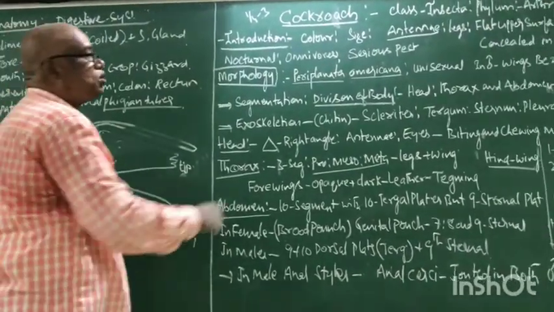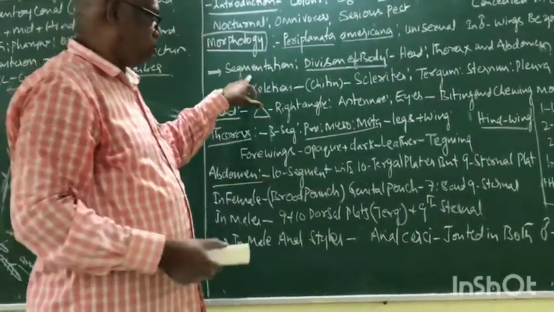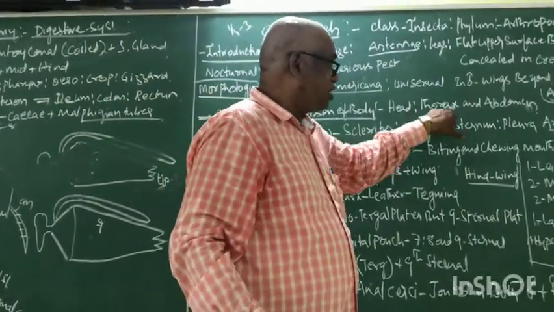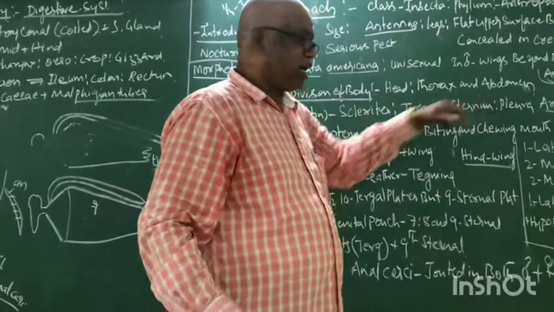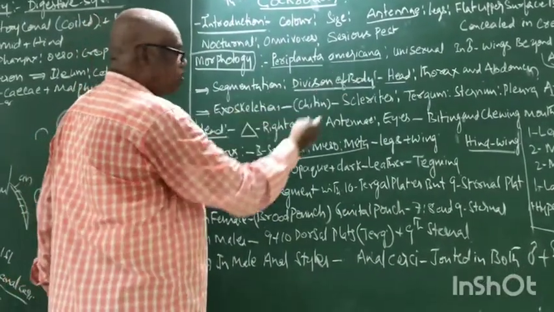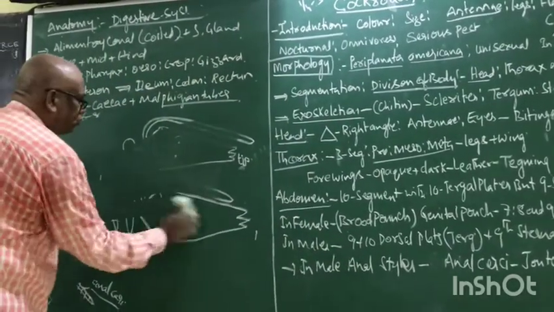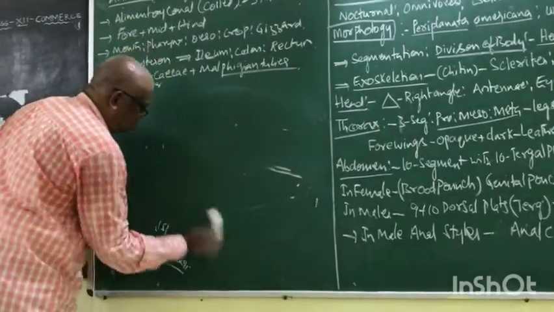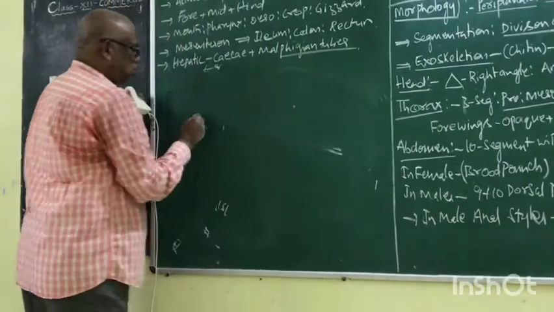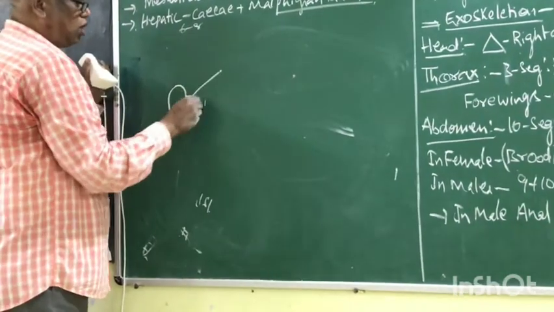Segmentation: the body is divisible into segments. Body division: the cockroach body is divided into three parts, head, thorax and abdomen. Now, one by one. Head. Before this, what is this? Exoskeleton. Now, see, the cervix or neck. Now it is the thorax.